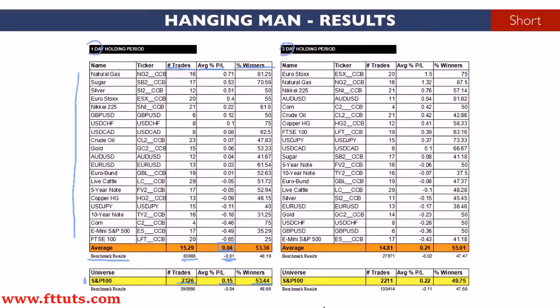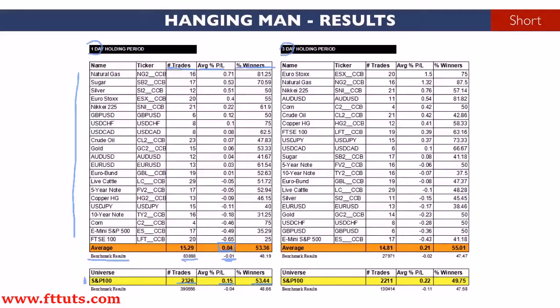Okay, so what do these first results tell us? Well, quite simply, you can see that shorting a hanging man on a daily chart and holding the trade for 1 day is not a particularly strong signal. It only produced a small average profit per trade, which was slightly larger in stocks. And once you incorporate trading commissions into these results, you will most likely be losing money.